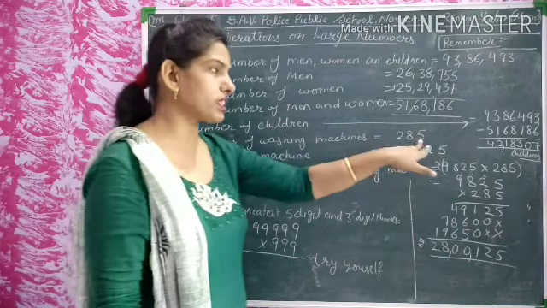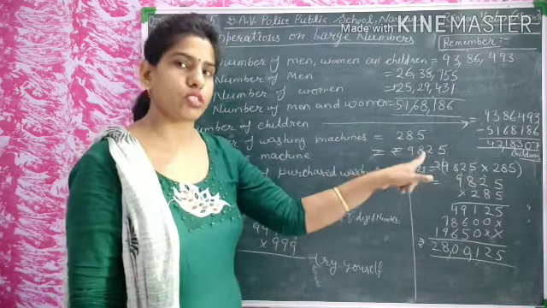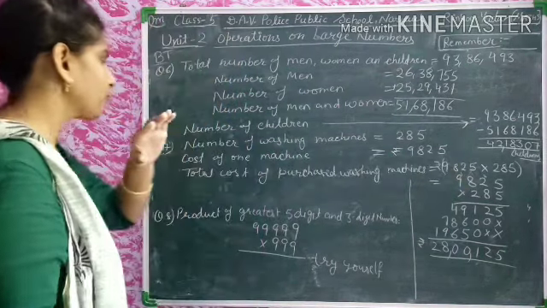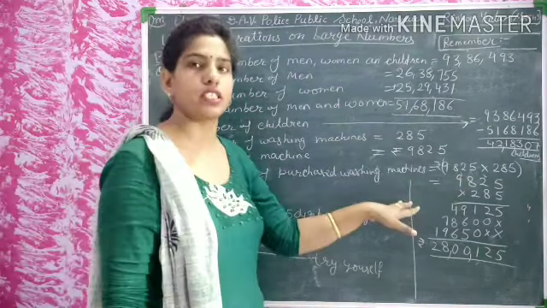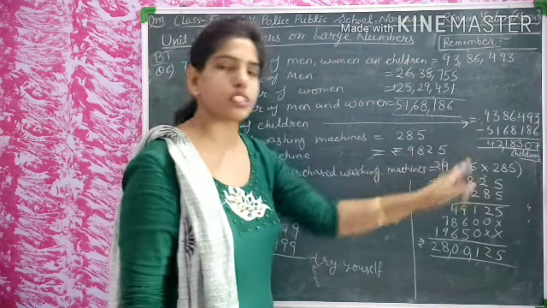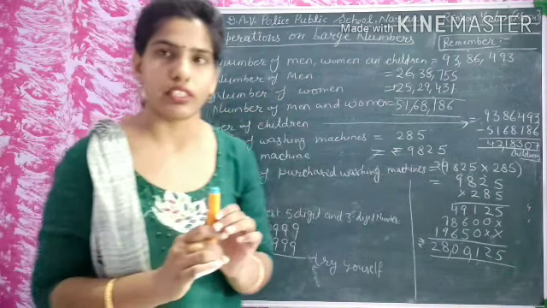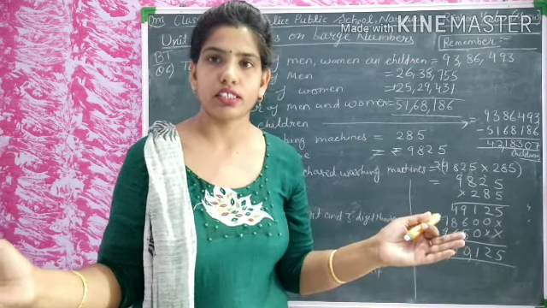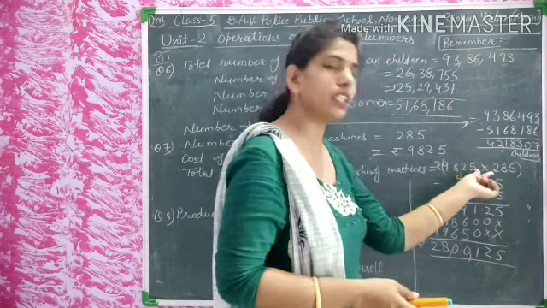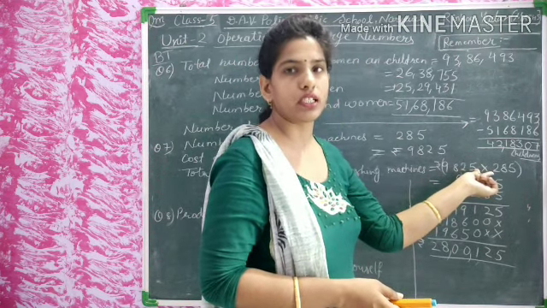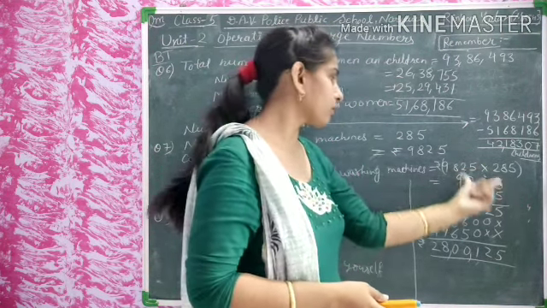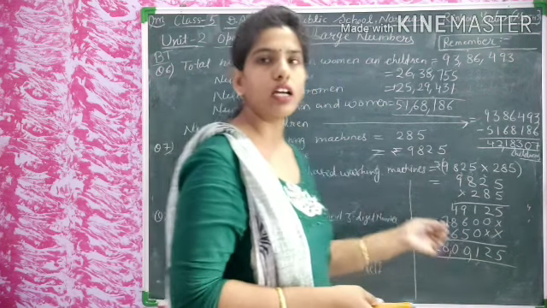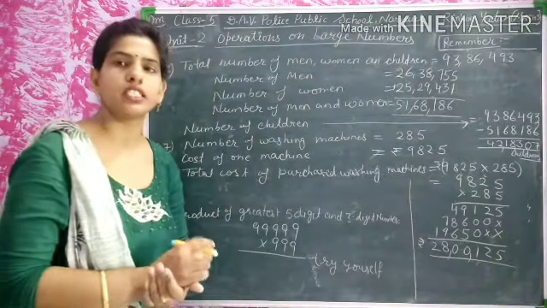The number of washing machines is given and the cost of one washing machine is 9,825. But we have to find the cost of all the purchased washing machines. There is the cost of one thing and we have to find the cost of so many things, so we have to find it by multiplication. Multiply the numbers. Multiplying this, we get these rupees as the total cost of purchasing the machines.